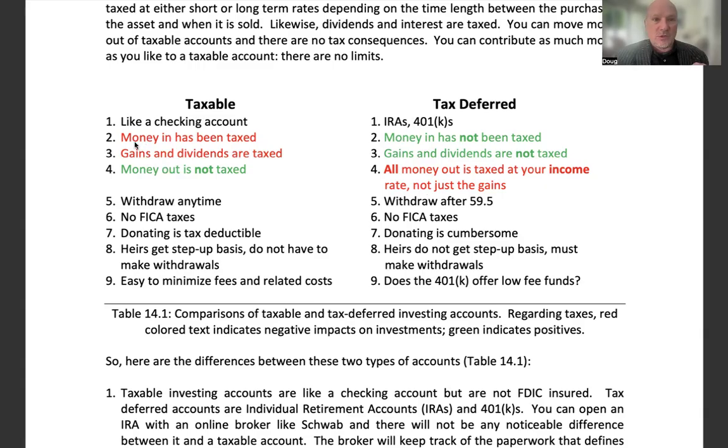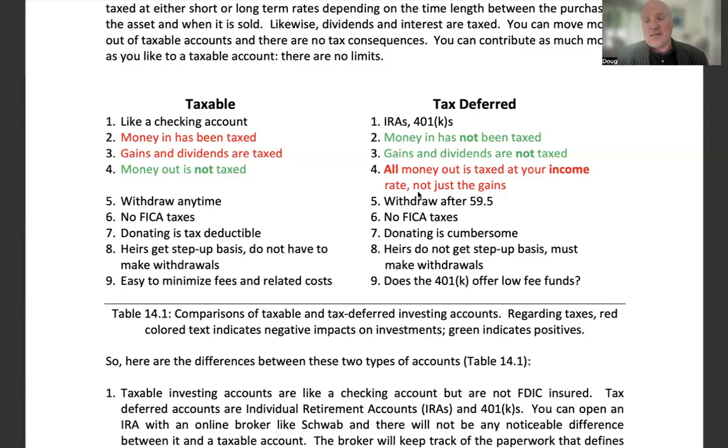Note that in our taxable accounts, the money that's going into that taxable account has probably already been taxed. For example, it's coming out of your income. Whereas the gains and dividends within that taxable account are also being taxed. But the good thing is when you withdraw money out of it, the monies are not taxed. In contrast, the money going into your IRAs and 401ks has not been taxed, and the gains and dividends inside of those tax deferred accounts are also not taxed. So that's really great. But when the monies come out and you need them in retirement, then they're taxed at the income rate.